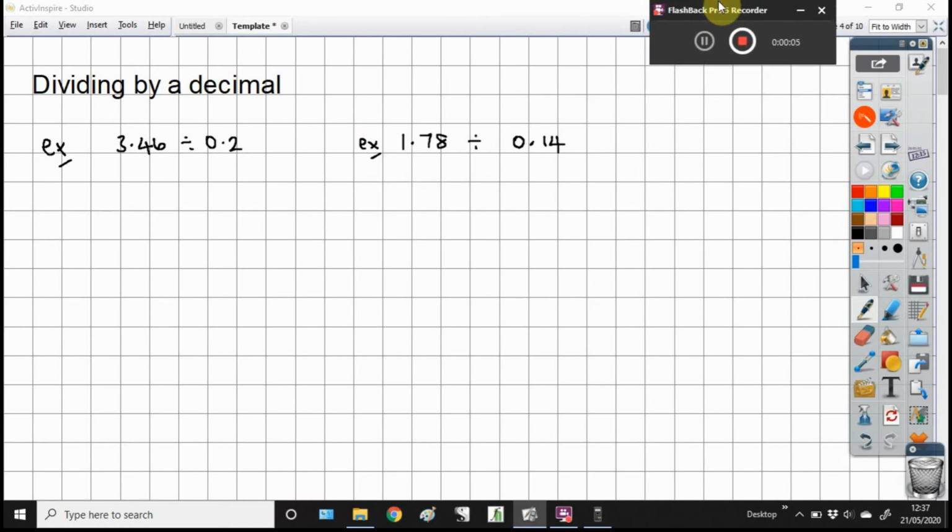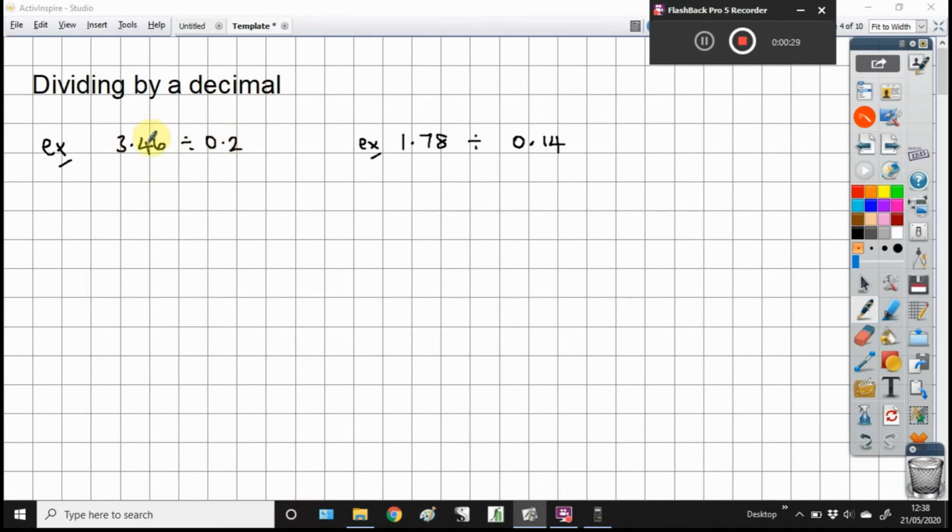Now we're going to consider how you divide by a decimal. This normally bothers people a lot because people generally don't like division, they don't like decimals. Put the two together and it all seems a lot worse, but it's not too bad. So let's consider 3.46 divided by 0.2 first of all. A decimal divided by another decimal.